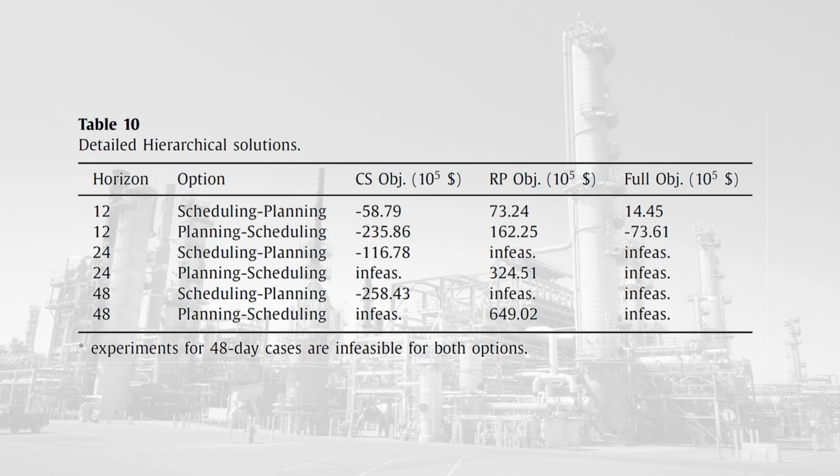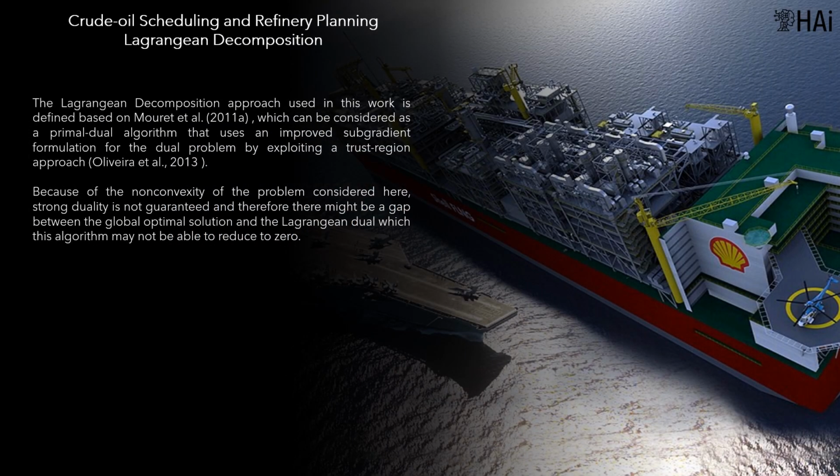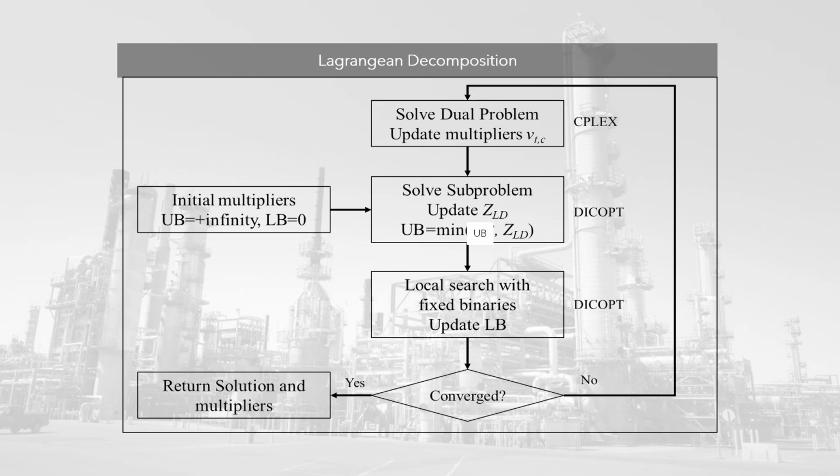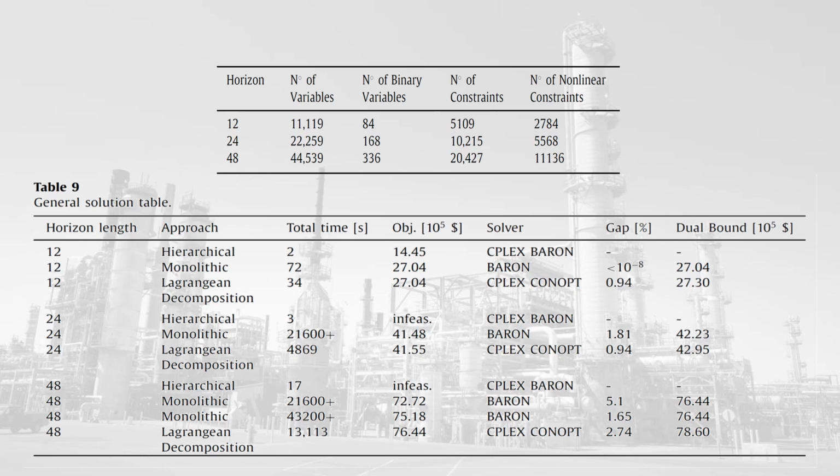This process could be improved if cycles are incorporated to achieve convergence, which can be considered as a primal dual algorithm that uses an improved subgradient formulation for the dual problem by exploiting a trust region approach. Because of the non-convexity of the problem considered here, strong duality is not guaranteed, and therefore there might be a gap between the global optimal solution and the Lagrangian dual which this algorithm may not be able to reduce to 0. The overall solutions of the 3 cases, 12 days, 24 days, and 48 days, are presented in the table.